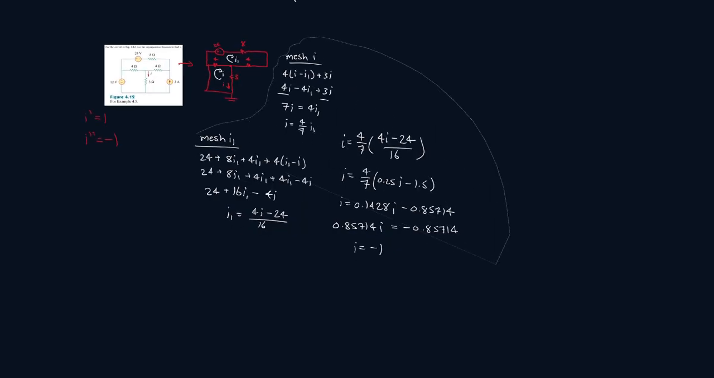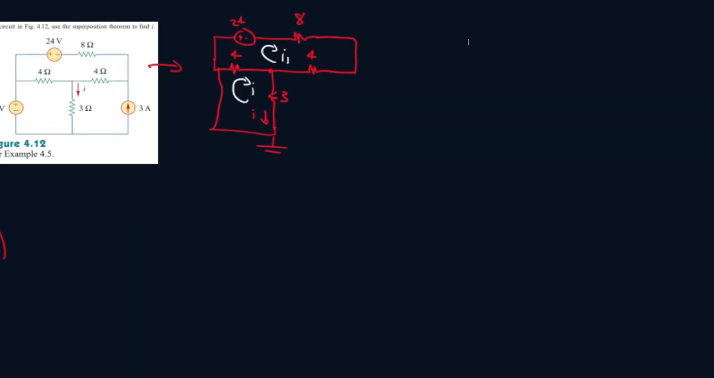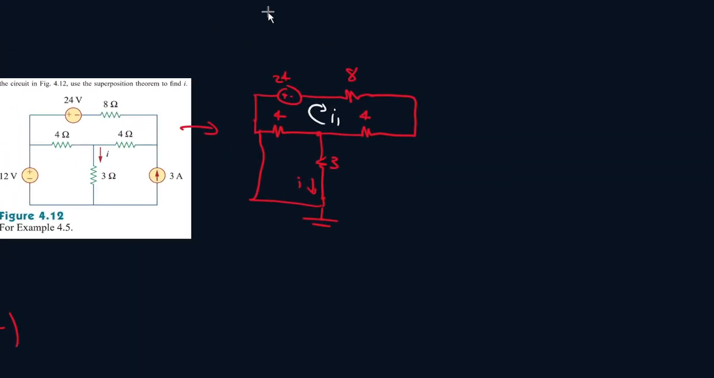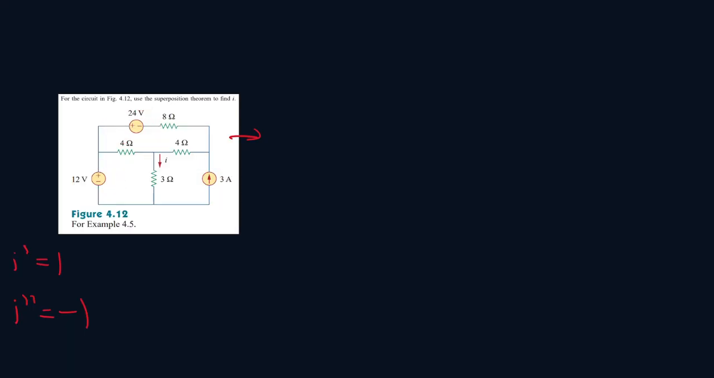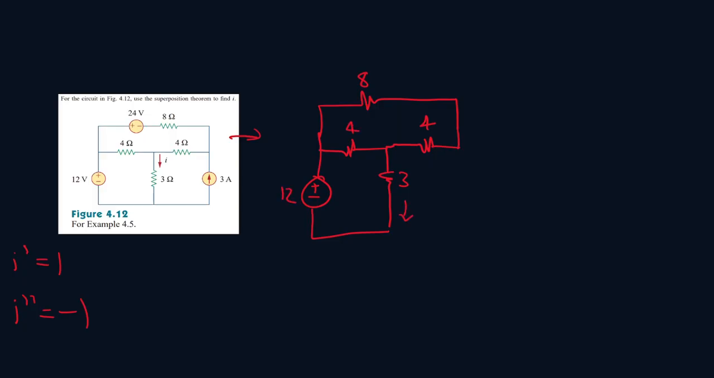Now let's do the circuit one more time. What we're going to do now, let me just redraw this all over again. So what we're going to do now is turn this one and this one off, but keep this one on. So it'll be looking like this. So 8, 4, 3, 4, and 12. And I is moving in this direction.